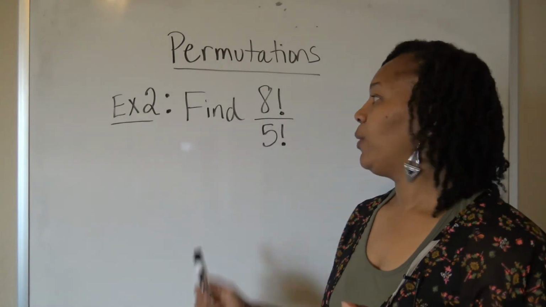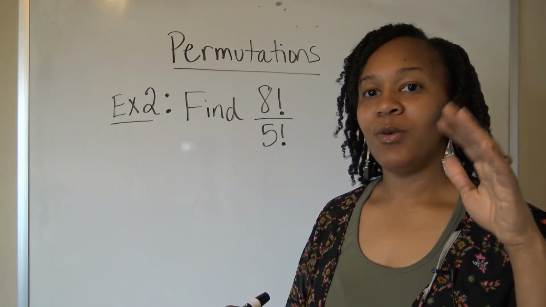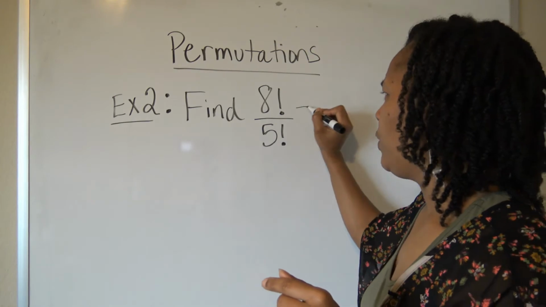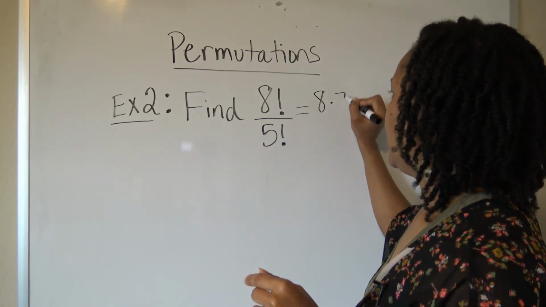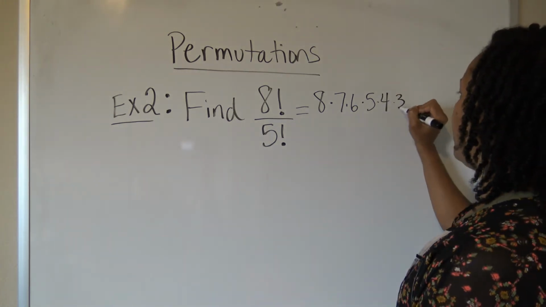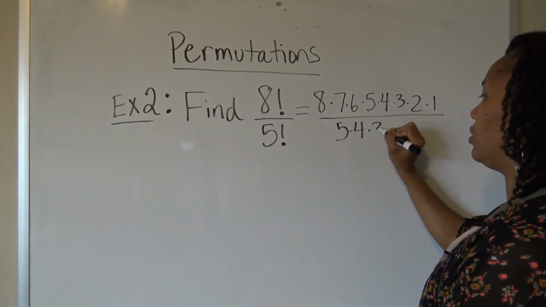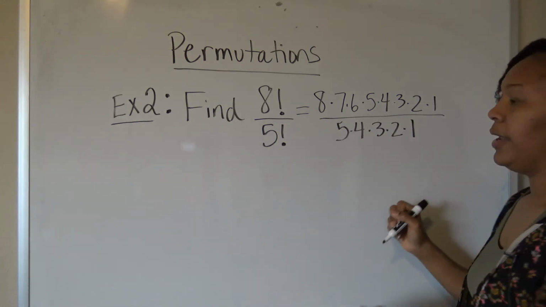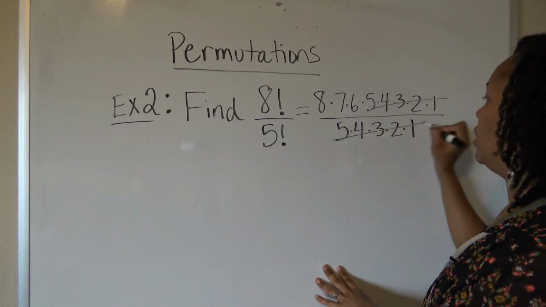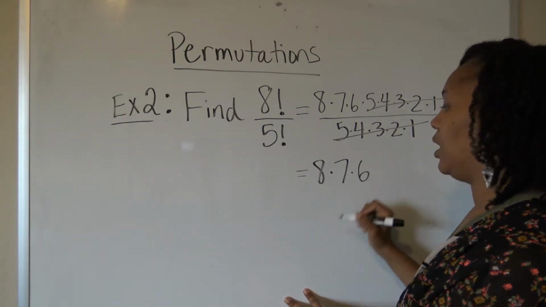In this second example, we want to find 8 factorial over 5 factorial. And so basically, we're dividing 2 factorials. Now you can plug them in your calculator just like that. Or you can actually write this out. This is 8 times 7 times 6 times 5 times 4 times 3 times 2 times 1 all over 5 times 4 times 3 times 2 times 1. Now, if you notice in the top and bottom, they both have the 5, 4, 3, 2, 1. So those would cancel, and that would leave you with 8 times 7 times 6.